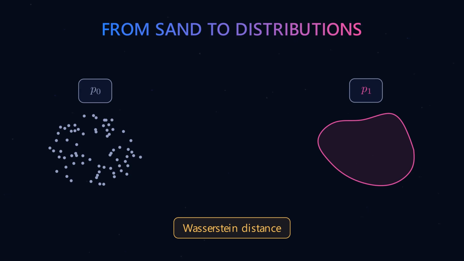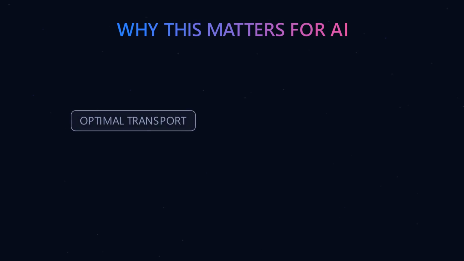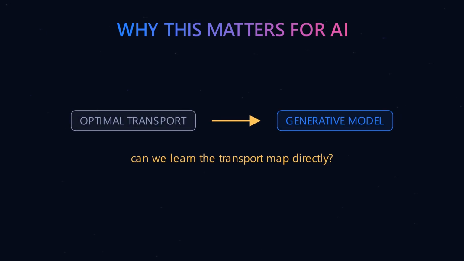And cheapest, measured this way, gives you something called the Wasserstein distance, a way of measuring how far apart two distributions are, not by comparing their shapes point by point, but by asking how much work it would take to morph one into the other. Here's the payoff. If generating an image is really just transporting the noise distribution onto the data distribution, then training a generative model is really just learning an efficient transport map, a function that takes a noise sample and moves it to a data sample.